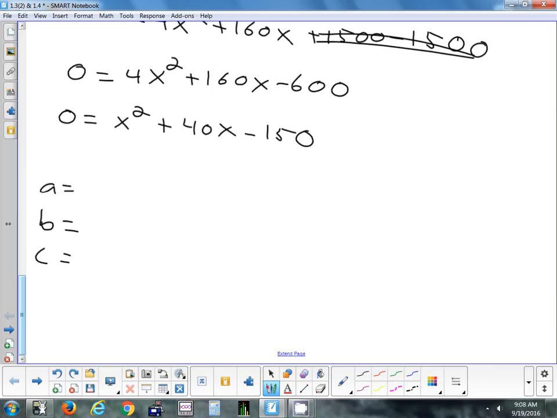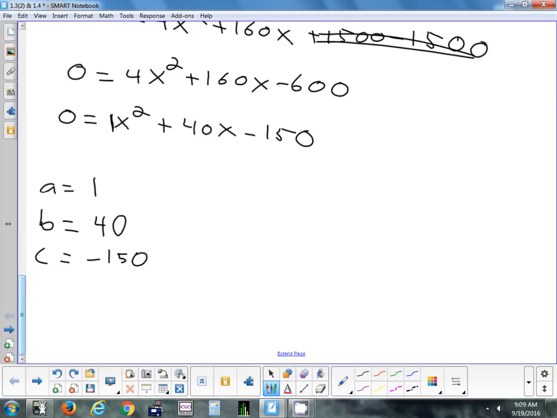How about Jacob? Can you tell me here what A is? 1. Yep, it's the coefficient of x squared. It's not written there. It's invisible, but it's a 1. James, how about B? Is it 40? Yep, 40. And Sam, how about C? Negative 150. Right, negative 150.